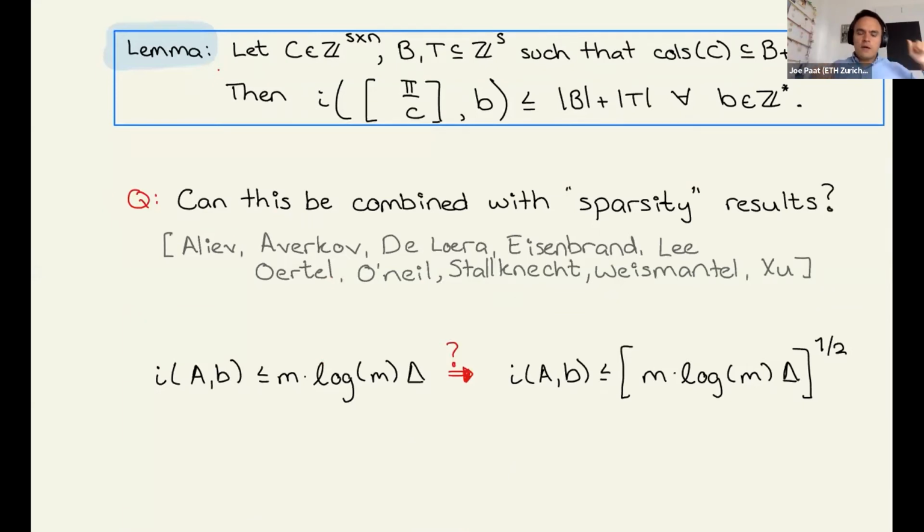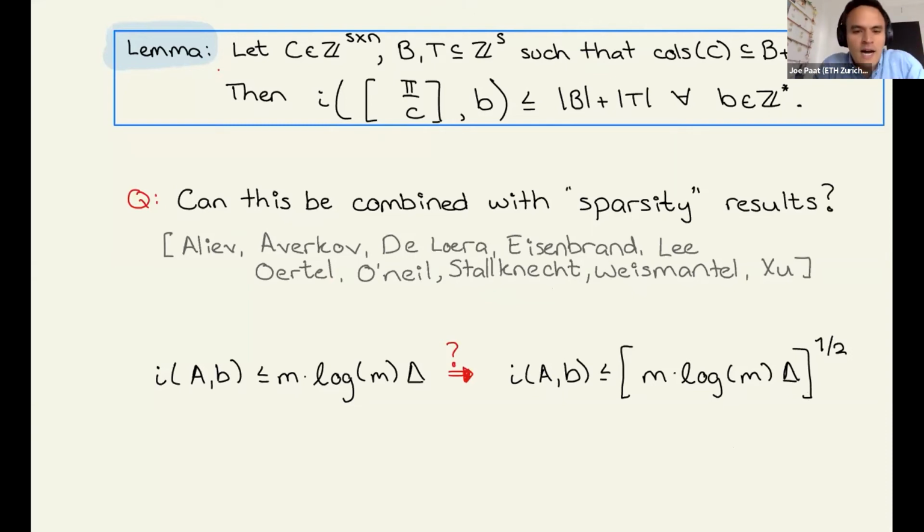So here is the lemma again that we just went through very quickly. And just as a shout out, I think it would be a very interesting question to see if, given a set of columns C, and you assume that the largest determinant of C is bounded by delta, can you somehow combine this, or can you prove that the integrality number of this is always the square root of the number of distinct columns?